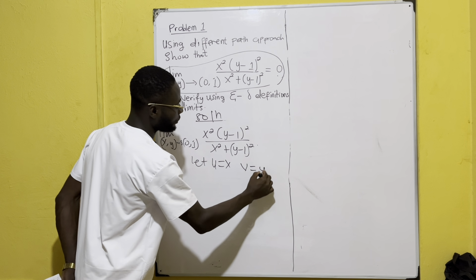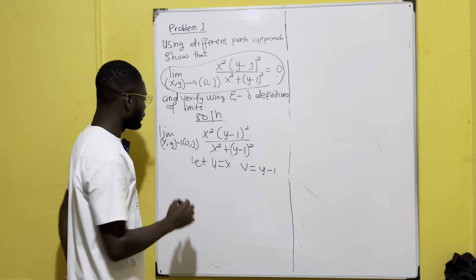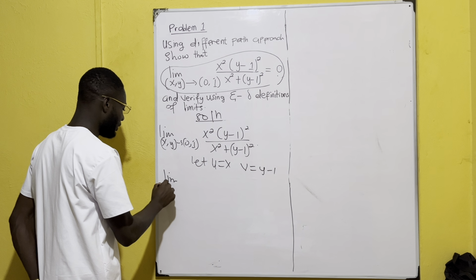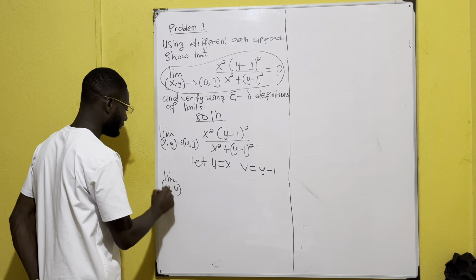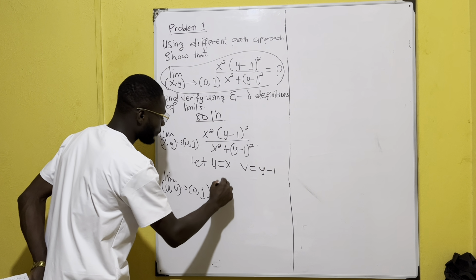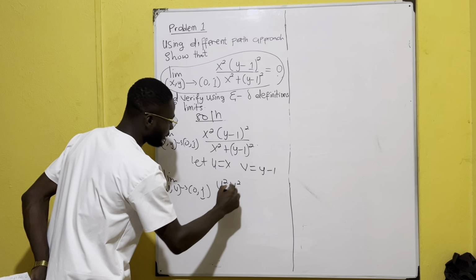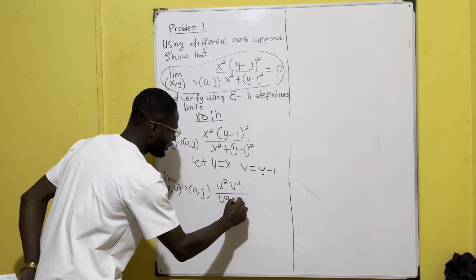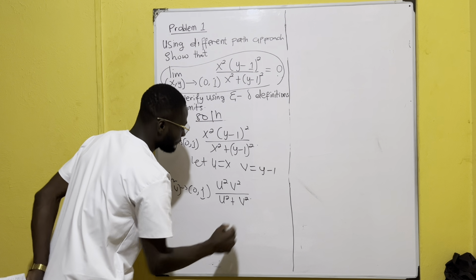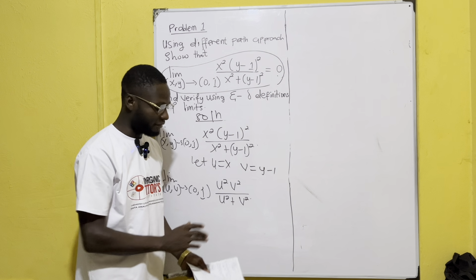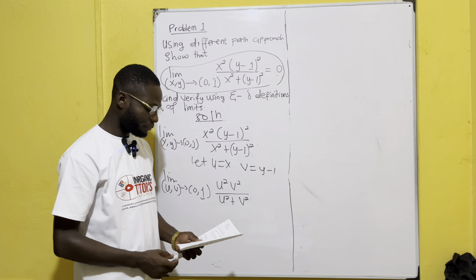Our v is equal to y minus 1. So when we did that, we have u squared v squared divided by u squared plus v squared. Right, so this is what we have as usual from the beginning.